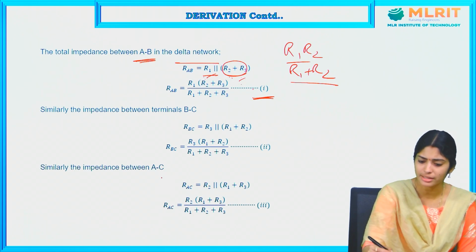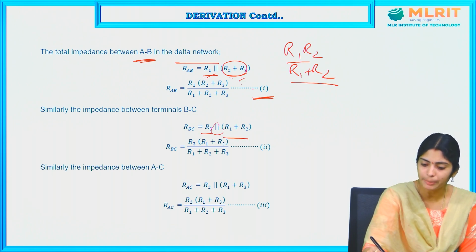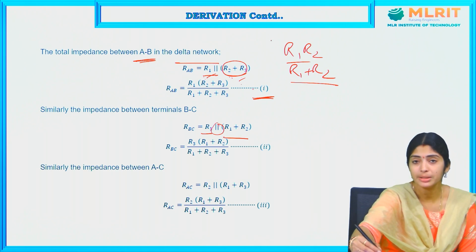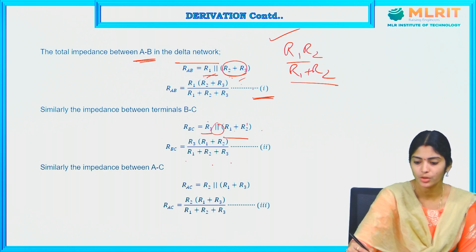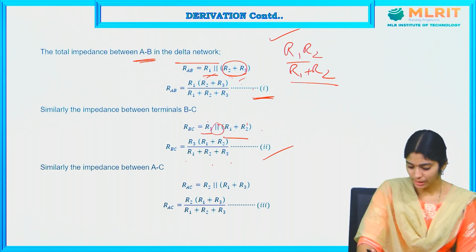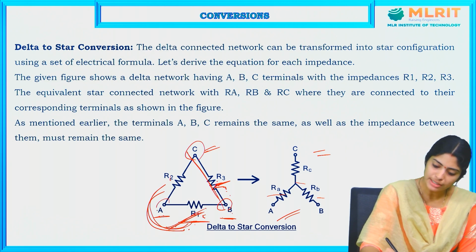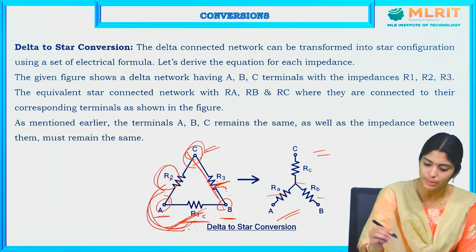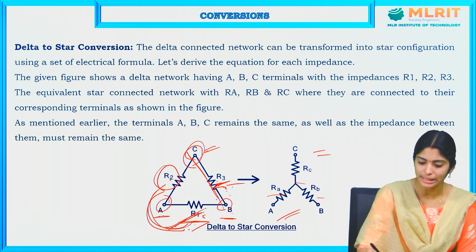Likewise, R3 parallel to R1 plus R2. Again, these two are connected in parallel, and resistors connected in parallel means R1 R2 by R1 plus R2. So R3 into (R1 plus R2) by R1 plus R2 plus R3. Note this down as equation 2. Similarly, AC. How will we consider AC? In AC, what resistance value is there? R2. So R2 is parallel to R3 plus R1.